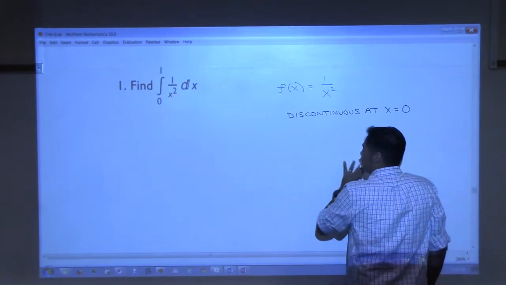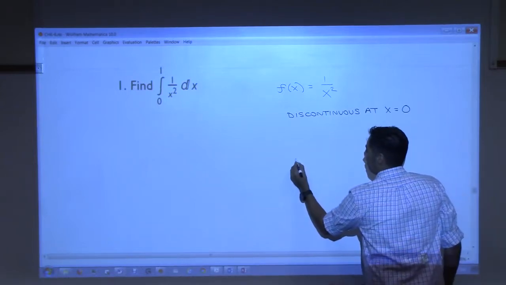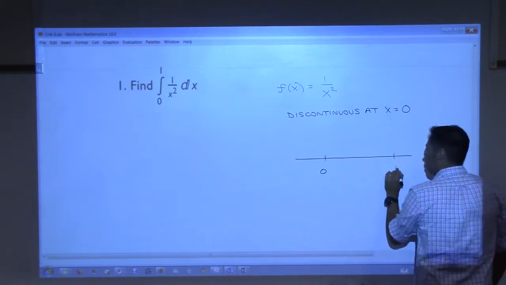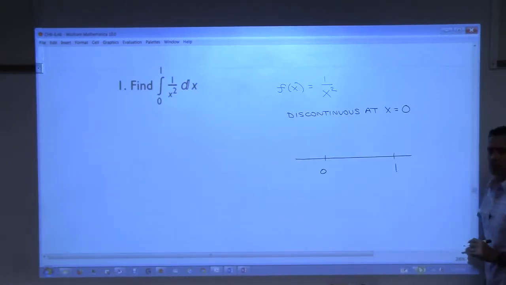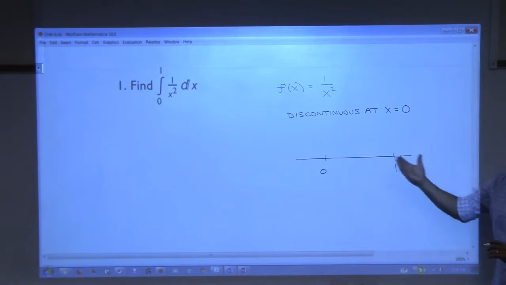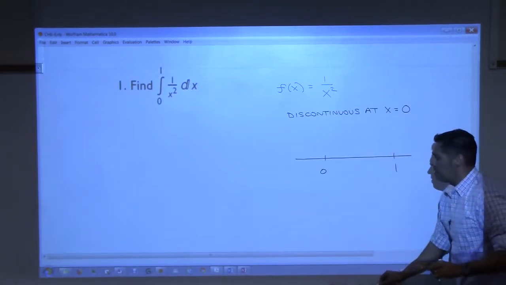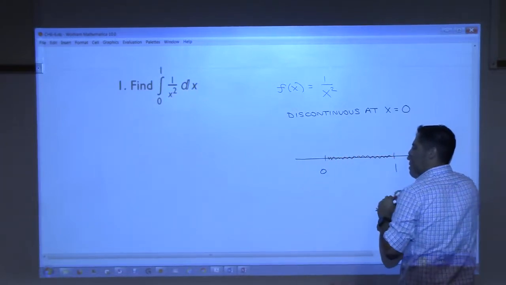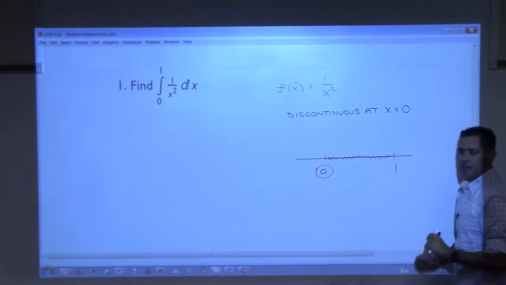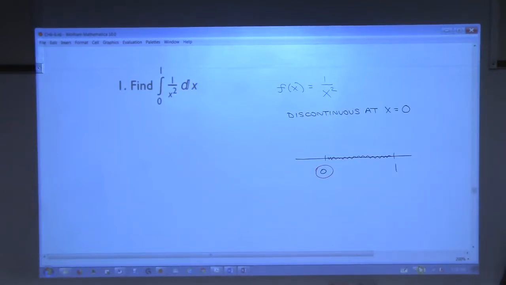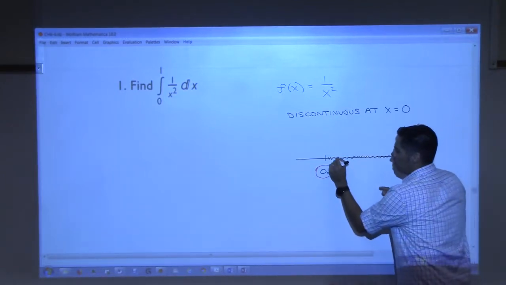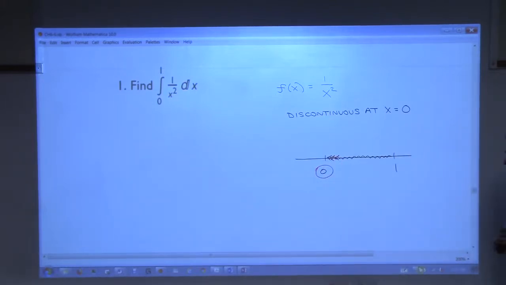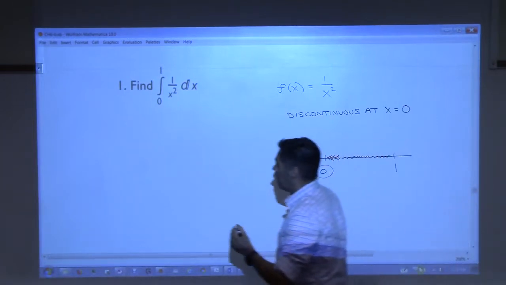So now this is just stuff I like to do to help me get things set up. I like to draw a number line. I like to actually draw my interval, 0, and the other end, 1, right? That's where I'm trying to find the area, between here and here. And this is where I have the discontinuity, right? At 0. So that means I'm going to have to approach 0 from this direction, from the right, yes? All right, so now let's set this up.